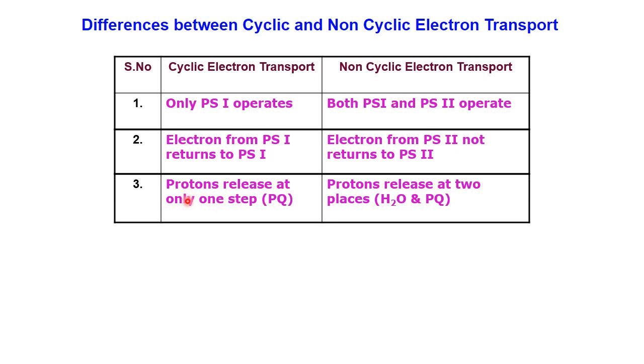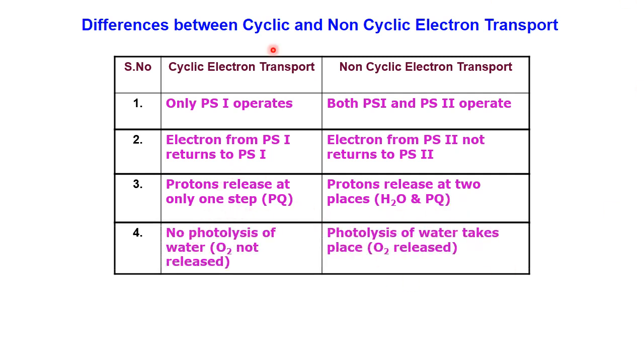Next, in cyclic, protons are released at only one step, which means at plastoquinone alone. While in non-cyclic, protons are released at two places, one at the photolysis of water and another at plastoquinone.